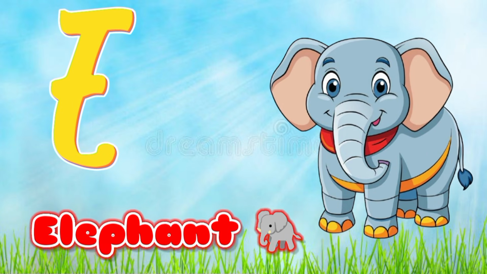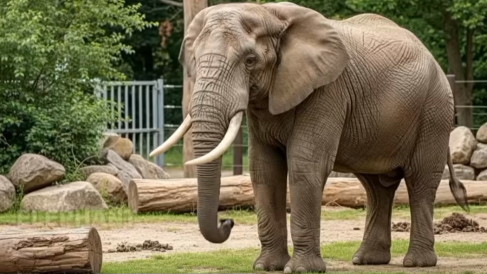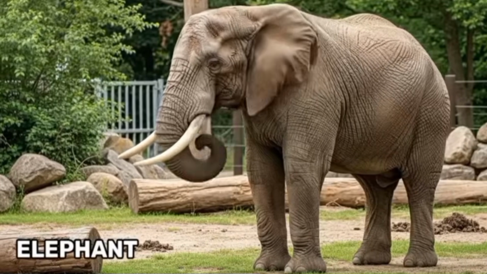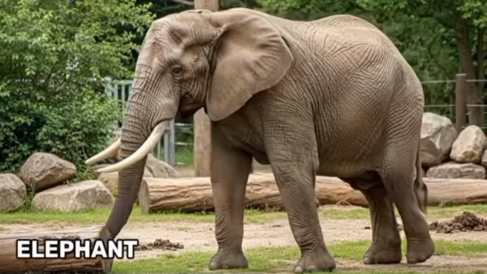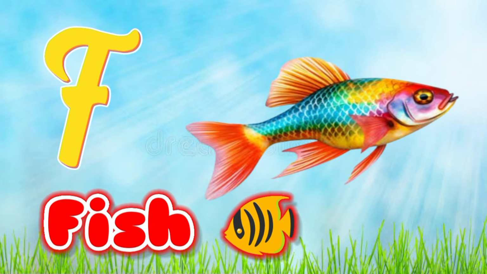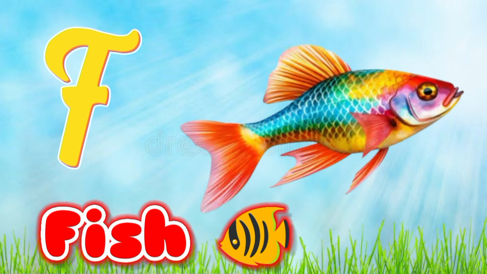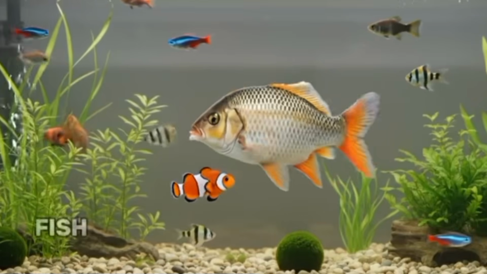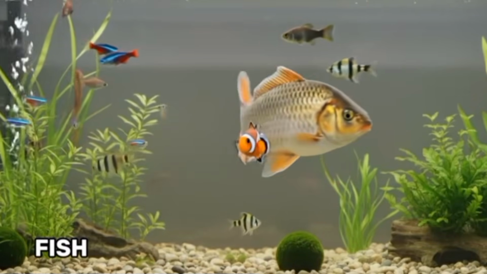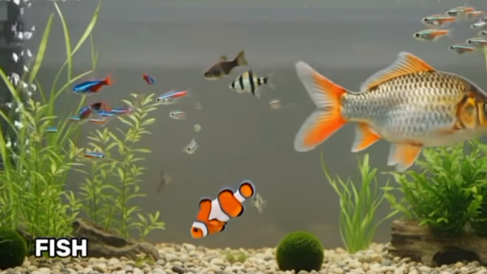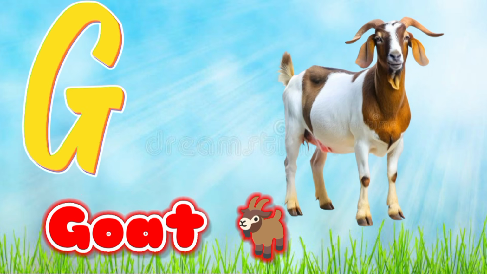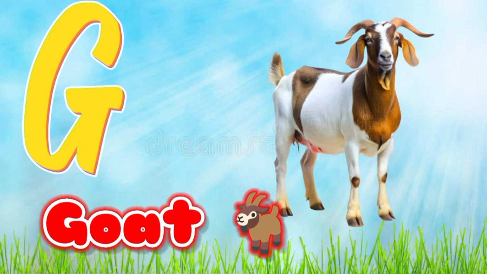E for elephant. F for fish. X, Y, and Z. Now I know my ABCs. Next time, won't you sing with me? G for goat.